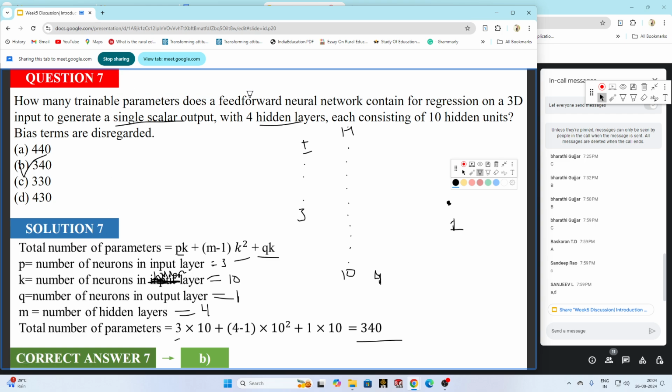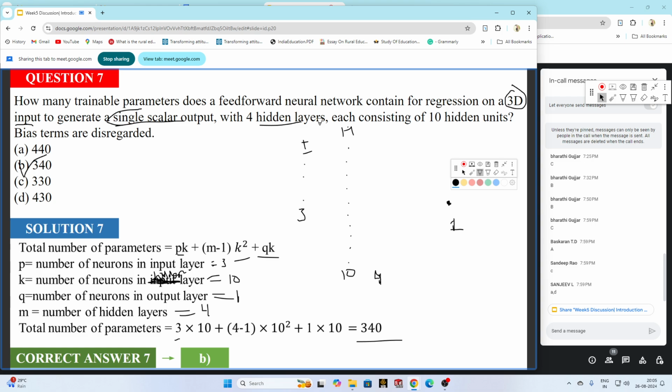How many trainable parameters does a feed-forward neural network contain for a regression on a 3D input? 3D input means in the input layer you have 3 neurons, so the value of p will be equal to 3. Up to this it is clear? Yes, sir. Now, to generate a single scalar output means in the output you will have 1 neuron. So p is clear, q is clear.